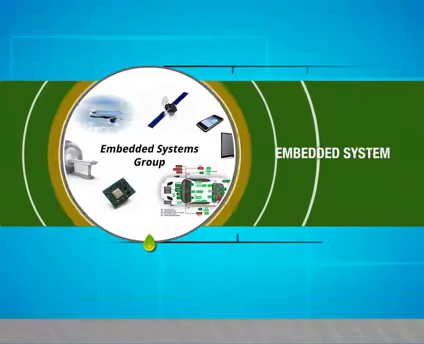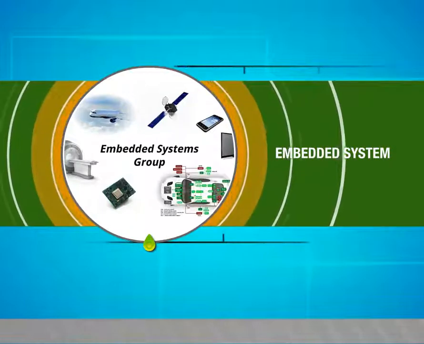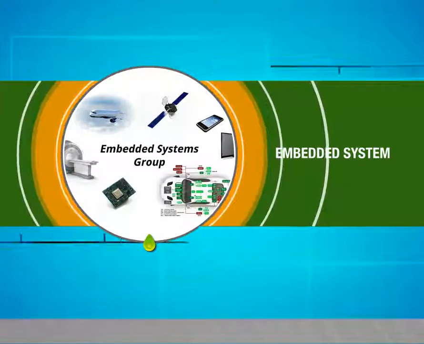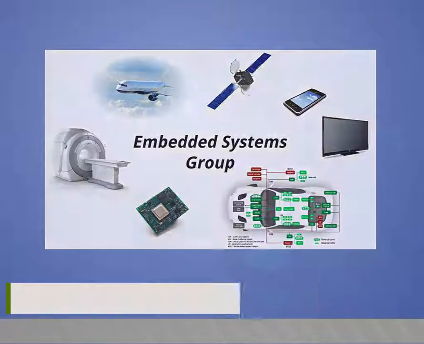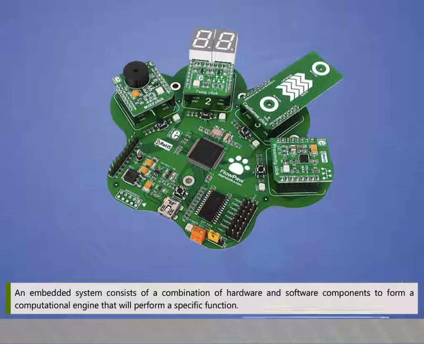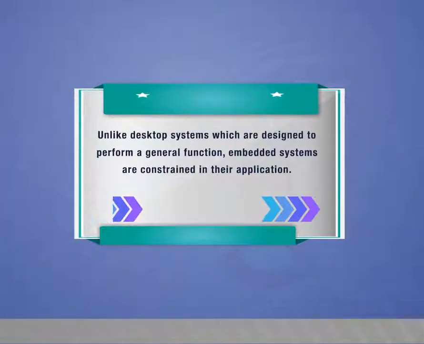Embedded System. In this video, we are going to see about Embedded System. An embedded system is a specialized computer system that is usually integrated as a part of a larger system. An embedded system consists of a combination of hardware and software components to form a computational engine that will perform a specific function. Unlike desktop systems, which are designed to perform a general function, embedded systems are constrained in their application.